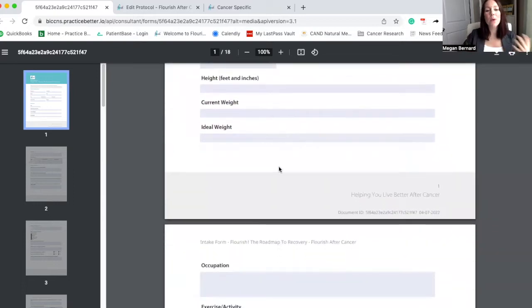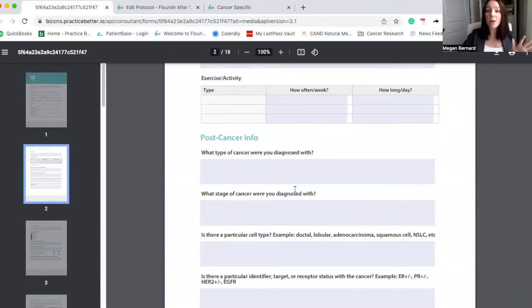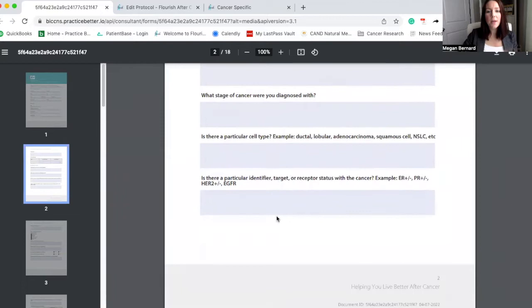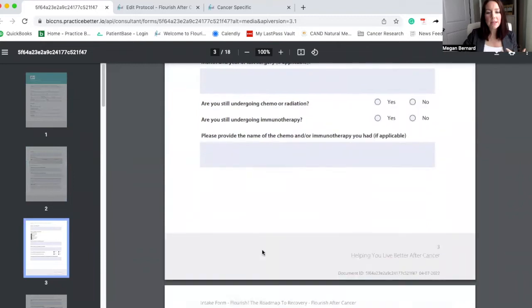We also go through weight, height, occupation, exercise, what you might currently be doing. And if you're not doing anything, that's totally okay. We can help you with that. We also go through the cancer diagnosis that you were given, any particular cell types, any particular markers, genetic markers, targets, receptor statuses, that kind of thing. We go through what treatment you had.